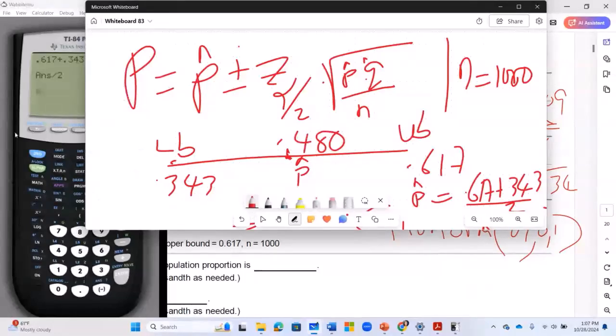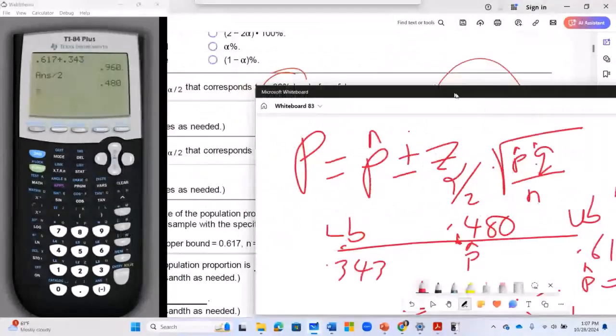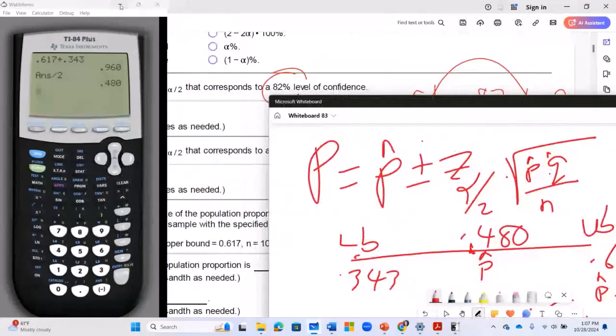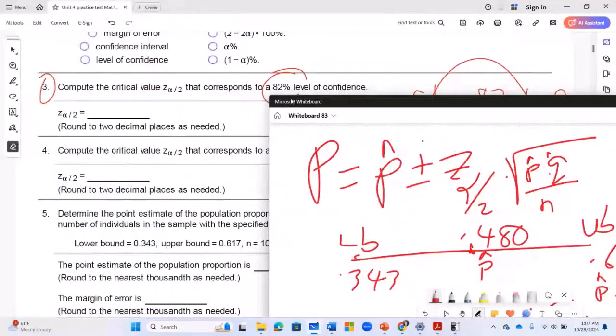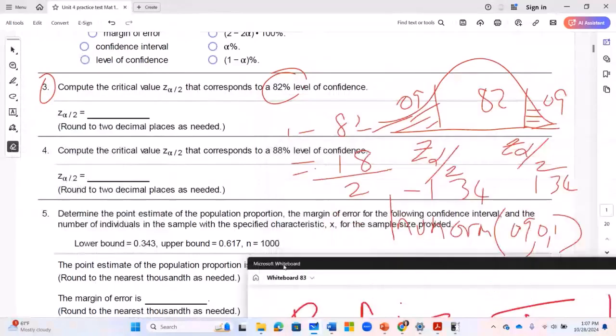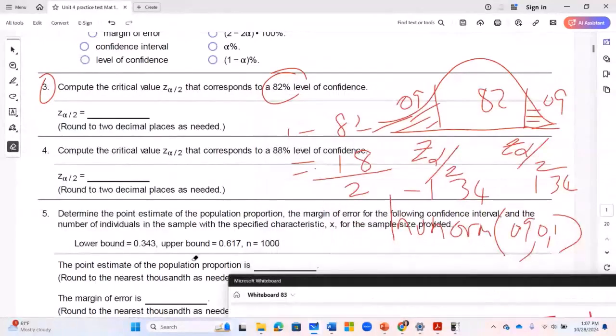All right, so if I know the upper bound and lower bound, I can find the point estimate. I'm talking about question number 5. Question number 5 told me to determine the point estimate. There are many ways you can determine it, but this is one quick method.